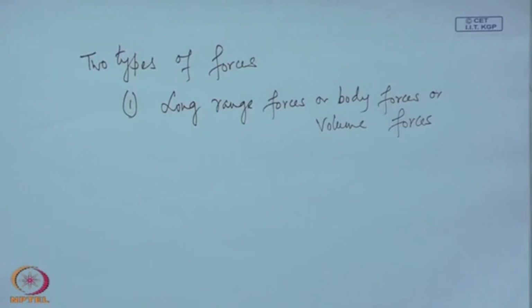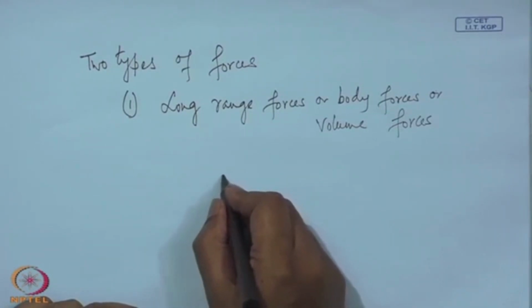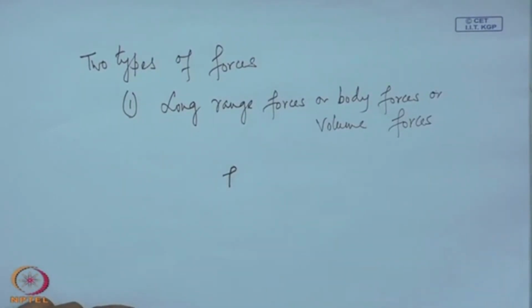Mathematically, we will write this force in this fashion, in vector notation. This rho is density. We will just bring it in, because the most common volume force, the gravitational force, depends on the mass.